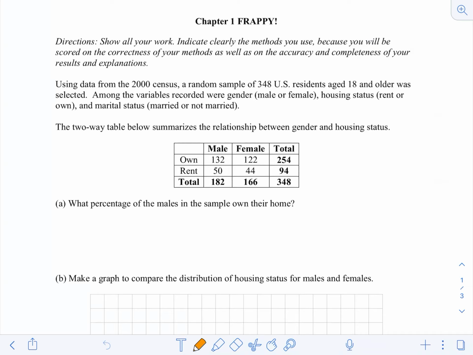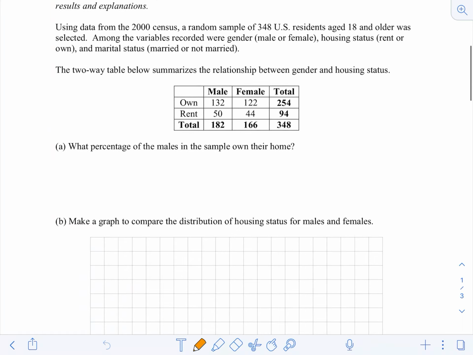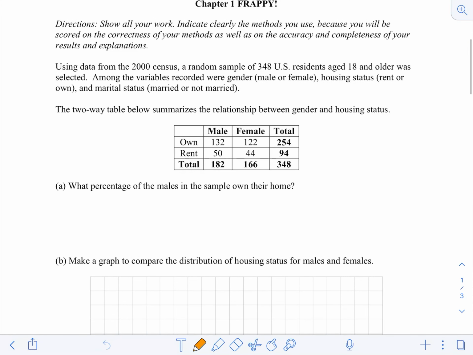We're going to start at chapter 1 and go all the way through. We'll skip chapter 3 and come back to that as we're going through the text. We're going to hit chapter 3 as soon as we finish with chapter 9. Anyways, I want us to go through and read through this FRAPPY first.